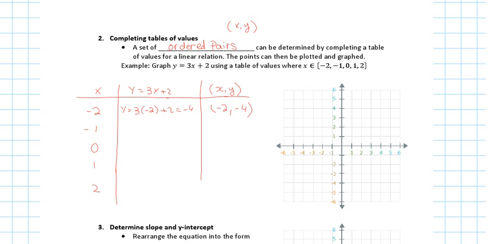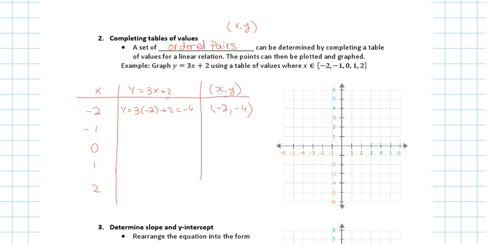Where did I get the negative 4 from? Do we know where we got the negative 4 from? I have to do the multiplication first, right? So I have to multiply the 3 times the negative 2. That gives me negative 6. If I add 2 to negative 6, it's going to get me to negative 4.